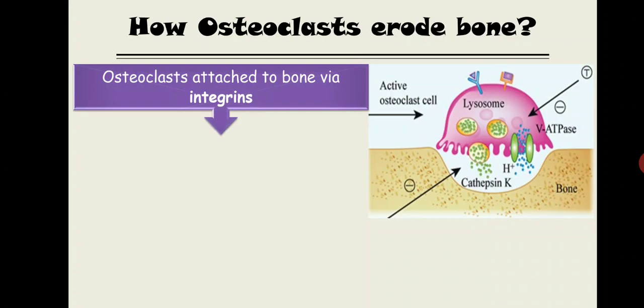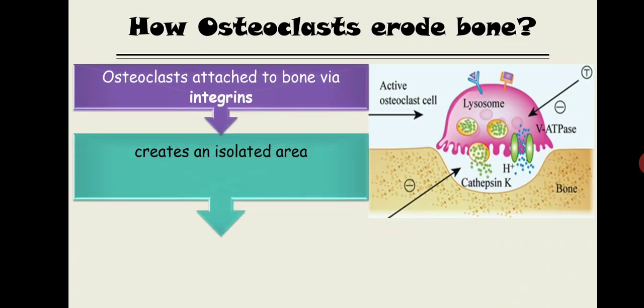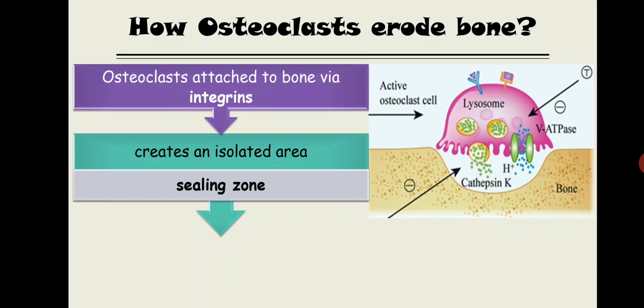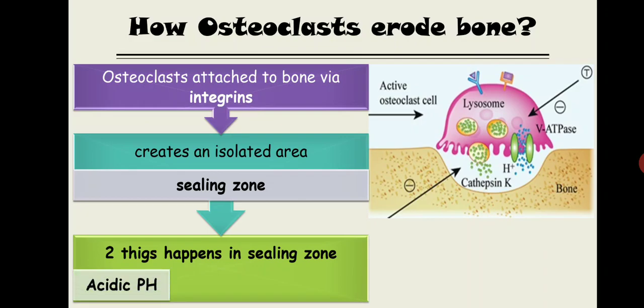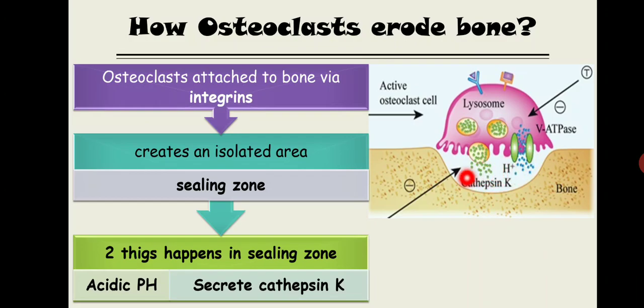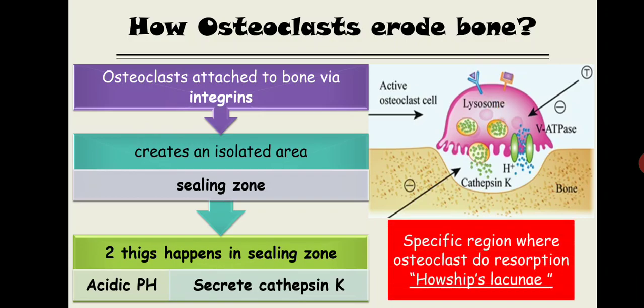Osteoclast attached to bone via integrin creates an isolated area. That isolated area is known as the sealing zone. In that sealing zone, two things will happen: the pH becomes acidic, and second, it secretes cathepsin. Now what will this cathepsin do? Cathepsin will break the collagen. In some books, this private space created by the osteoclast is known as Howship's lacunae.